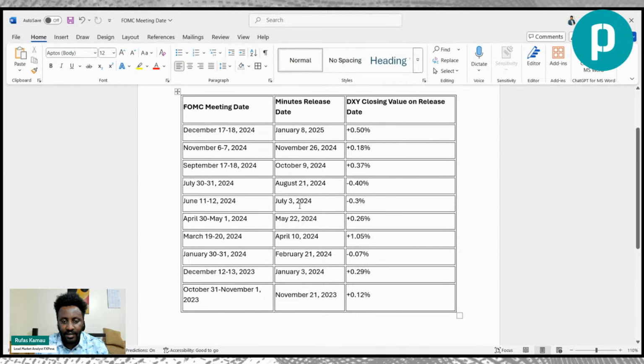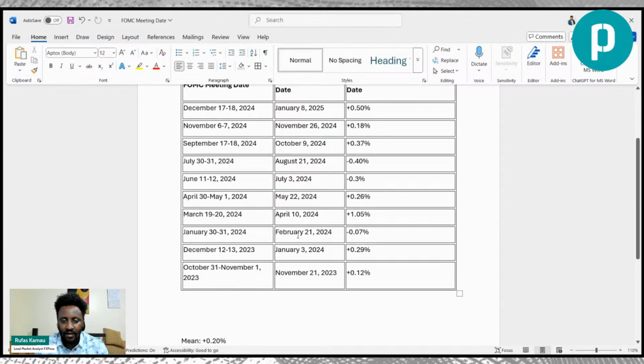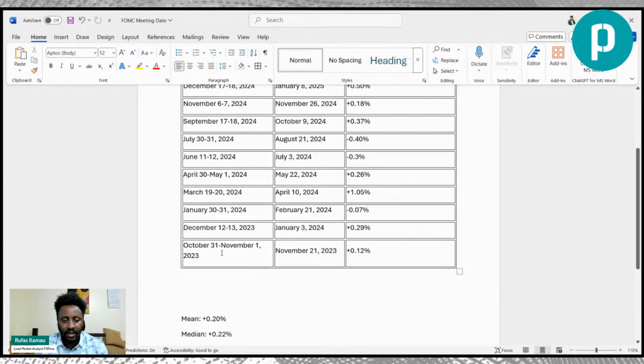Then there is the January 3, we had negative 0.3%. Then on May 22nd, an increase of 0.26%. In April 10, an increase of 1.05%. February 21 last year, 0.07% decrease. January 3 last year, 0.29% increase. And of course, the November 21st, 2023, there was an increase of 0.12%.